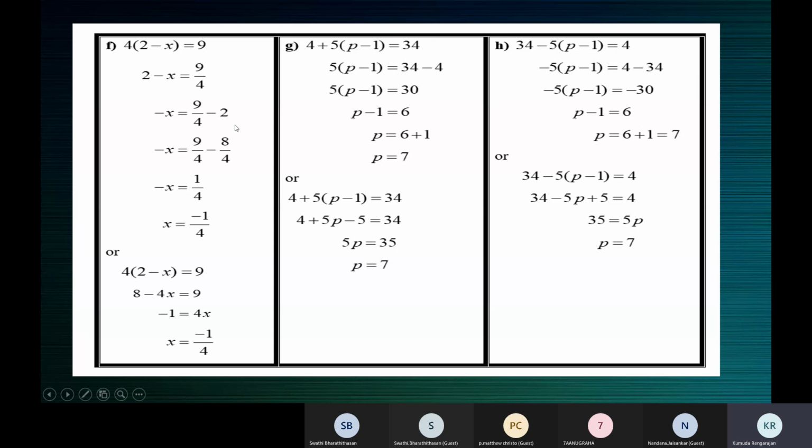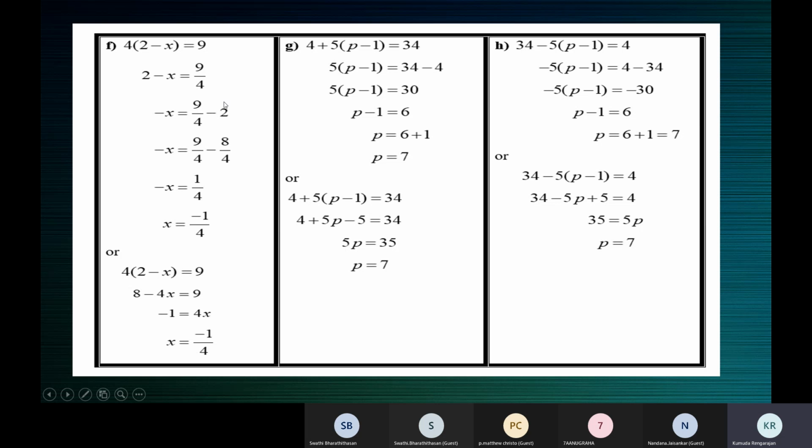Now it's time to take the LCM. 9 by 4 minus 2. You know how to find the LCM and simplify; 4 is the LCM. You can see 2 means 2 by 1. So bring it to the same denominator 4. 2 by 1, bring it to the denominator 4, so it will be 8 by 4. So on simplifying, 9 minus 8 is 1, 1 by 4.